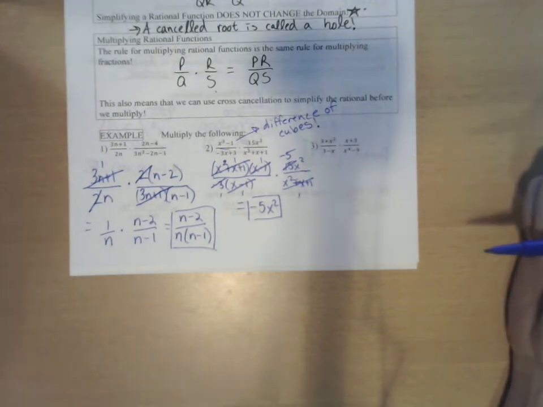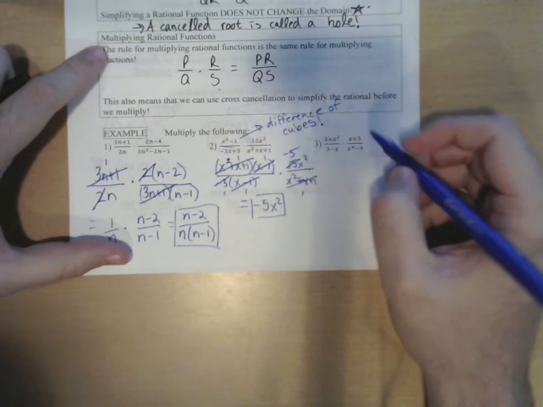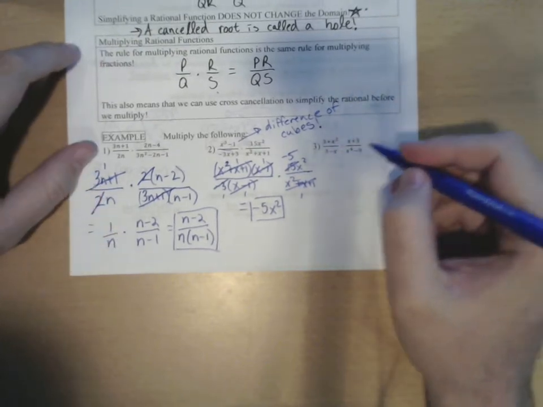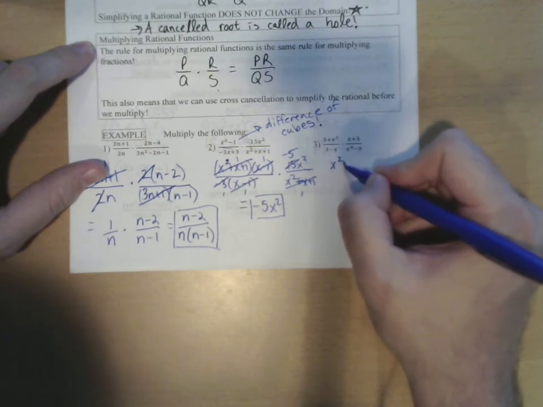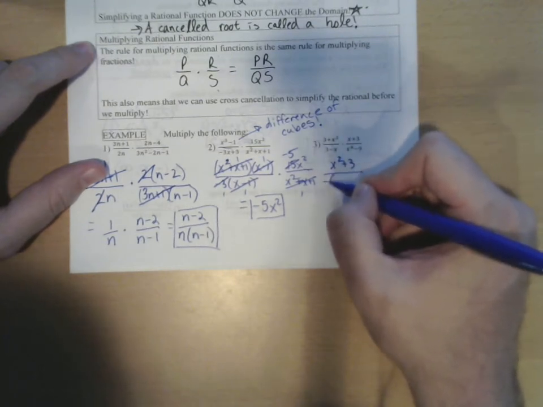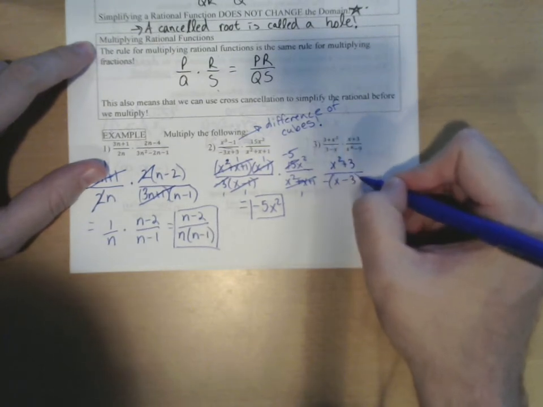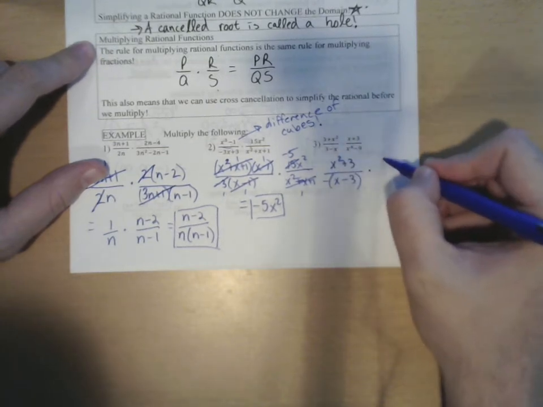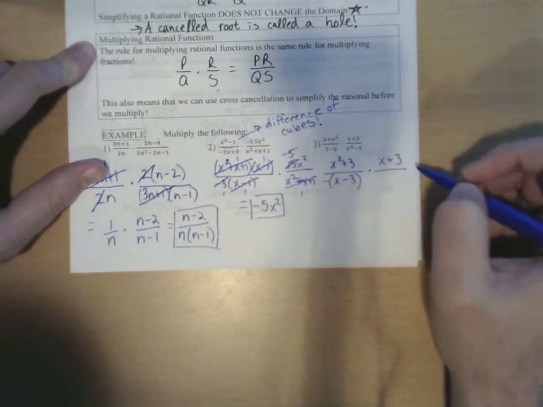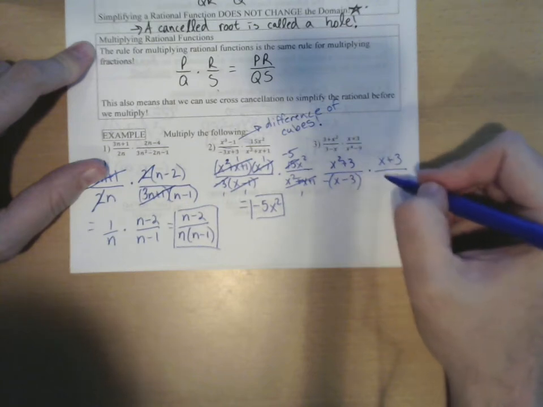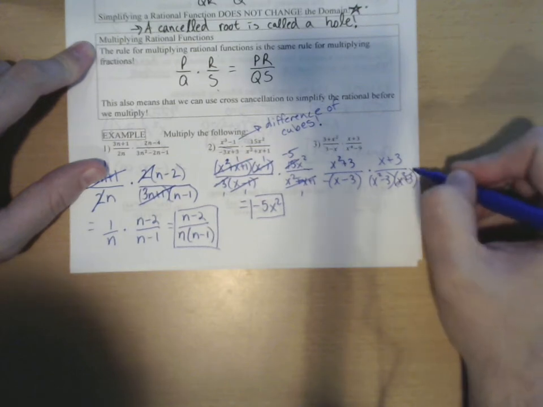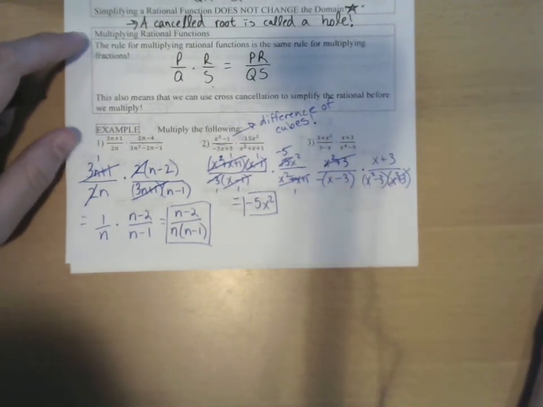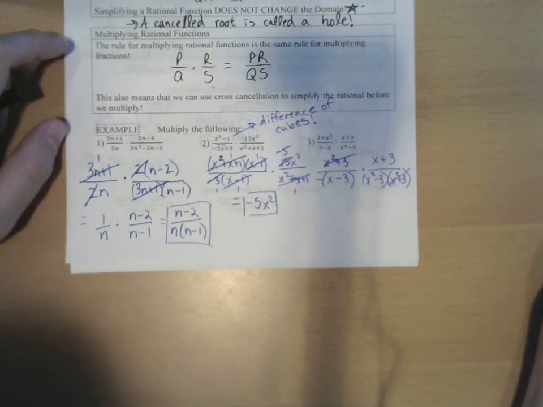So moving on to number 3 then. This one doesn't have a lot of factoring, but I'm going to do some rewriting here. So I'm going to make this x squared plus 3 over negative x minus 3, factoring out a negative, x plus 3 here, and this is a difference of squares, x squared minus 3 times x squared plus 3. So I can cancel the x squared plus 3's. Nothing else can be canceled.